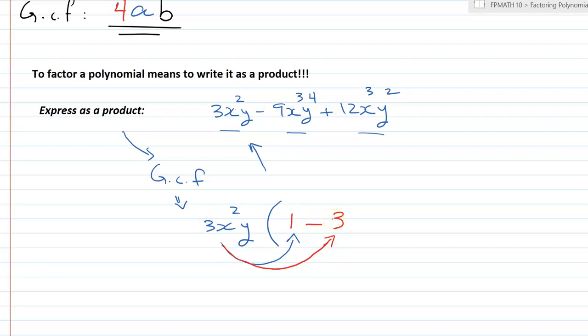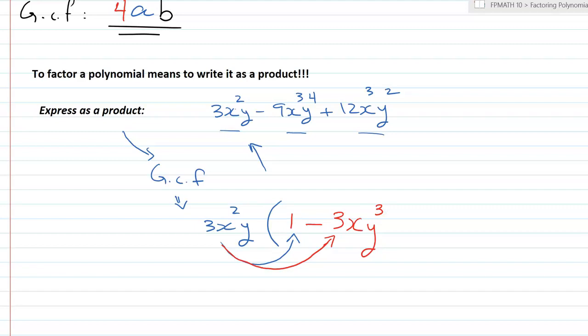And then now let's deal with the x. What do you have to multiply x squared by to get x cubed? That's just 1x. All right. So x times x squared is x cubed from the exponent laws. What do you have to multiply y by to get y to the power of 4? Well, that is y to the power of 3. Excellent. So that's your second term.